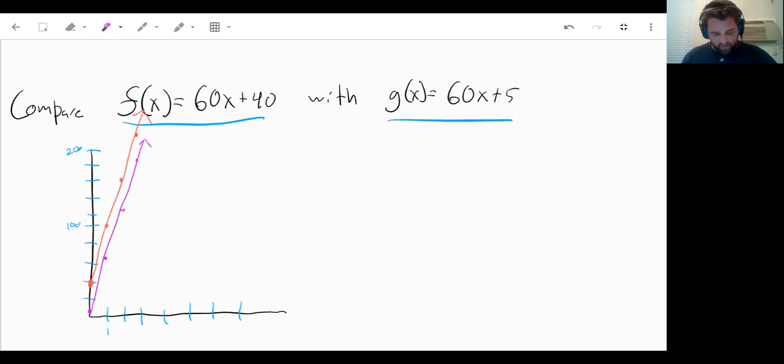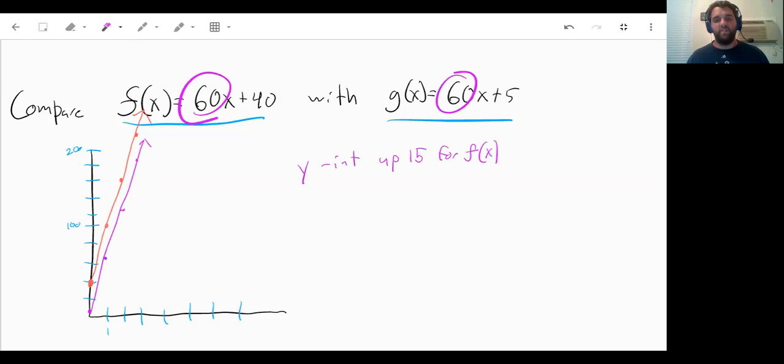Well, for comparing these, their y-intercepts are 15 different. So the y-intercept is up 15 for f of x. For their slopes, both of their slopes are 60. So they're actually going up by the same amount. So you could say that the slope is the same.